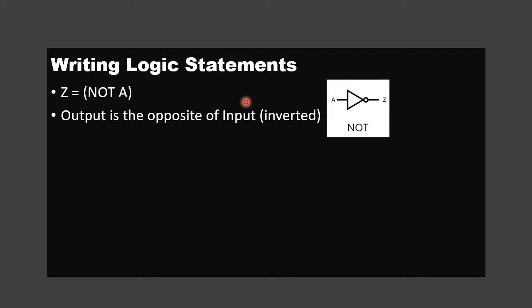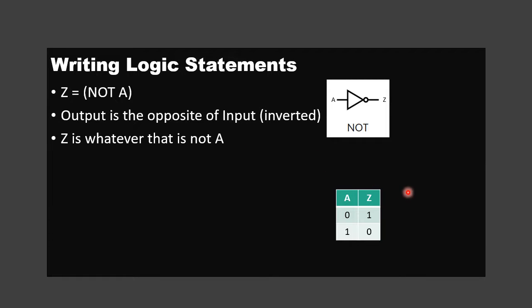Now here the output is the opposite of the input, or we'll say that it is inverted. Inverted means making it upside down. So if we give the input as 1, the output will be 0. And if the input is 0, the output becomes 1. So Z is whatever that is not A.